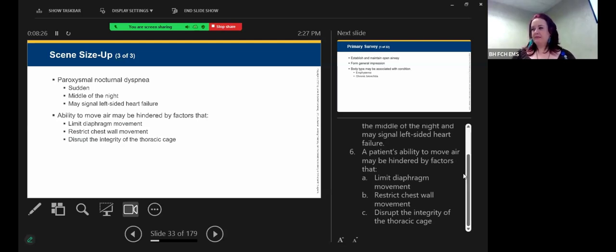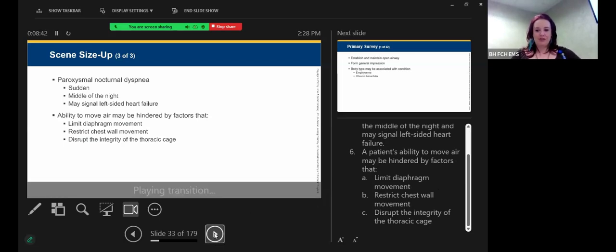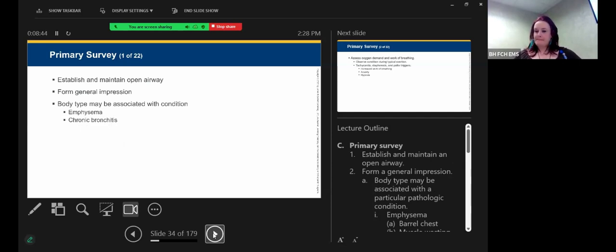How many times do we see that? Can't breathe in the middle of the night? Pretty frequent. A patient's ability to move air may be hindered by factors that limit diaphragm movement, restrict chest wall movement, and disrupt the integrity of the thoracic cage. Most of those patients don't lie down to sleep. They sit up in their chairs.